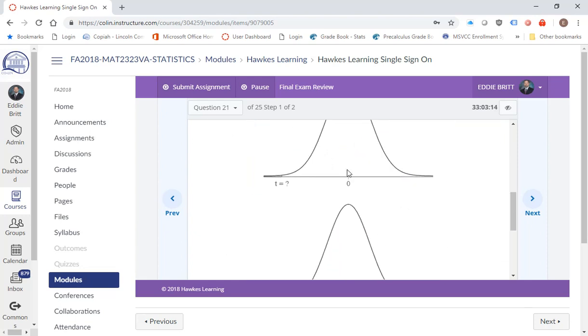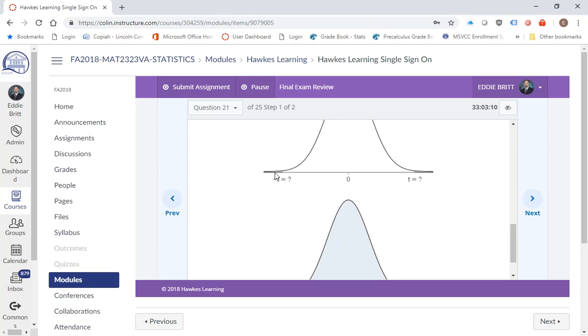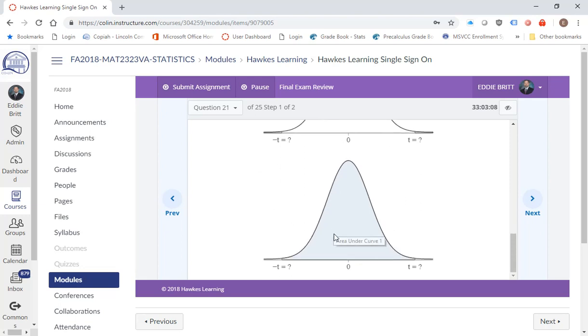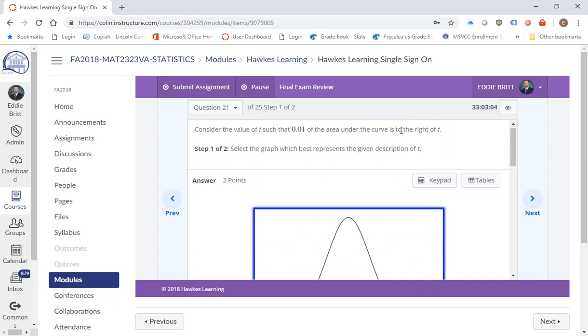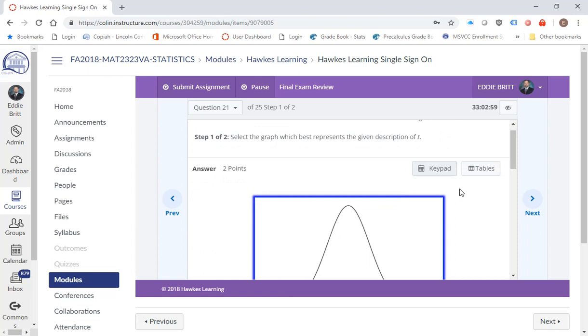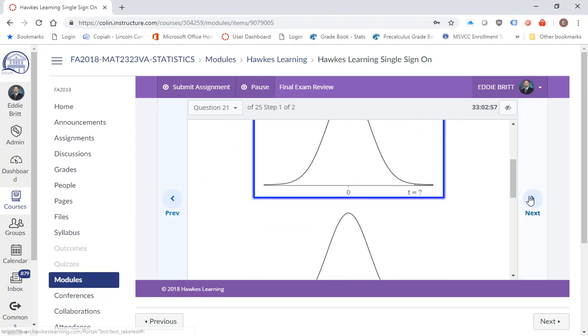Let's look at the others, though. This one is shaded to the left. This one is shaded on both sides. And this one is shaded in between the two. And the problem definitely says the area under the curve is to the right of t. Well, that's it. It's got to be that one.